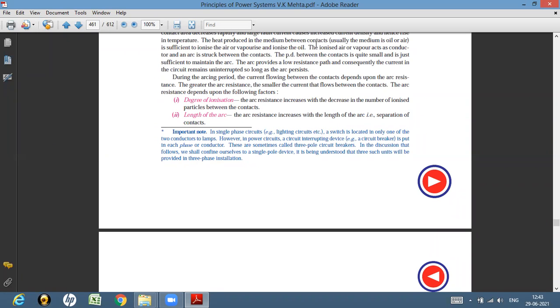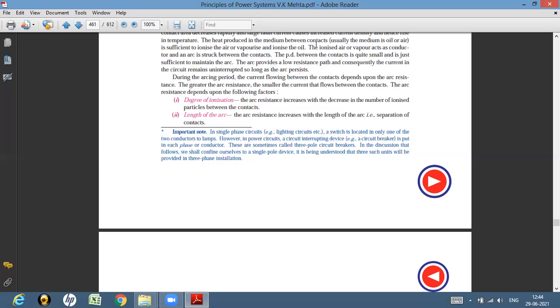So the arc resistance increases with the decrease in the number of ionized particles between the two contacts. So what does it mean? It means when there is a decrease in ionization of the particles, the arc resistance increases. So when the arc resistance increases, ultimately your arc will be extinguished within the minimum possible shortest time.